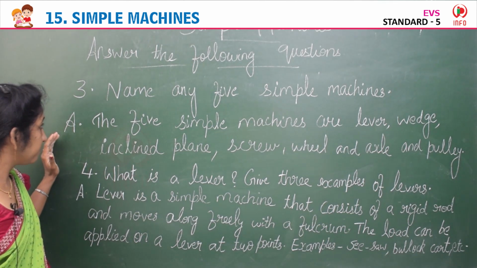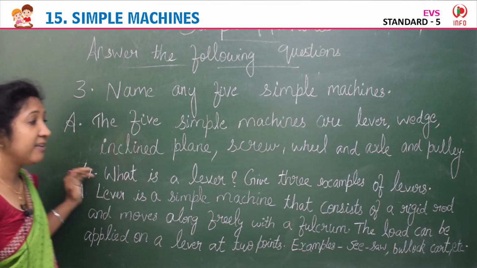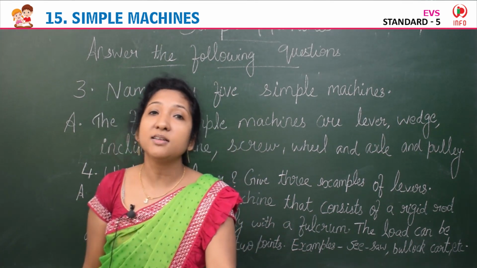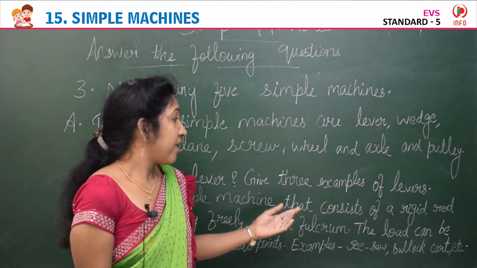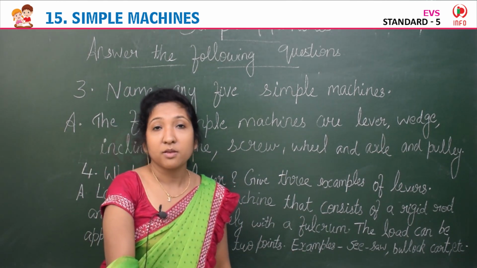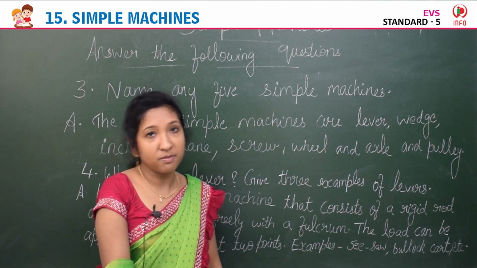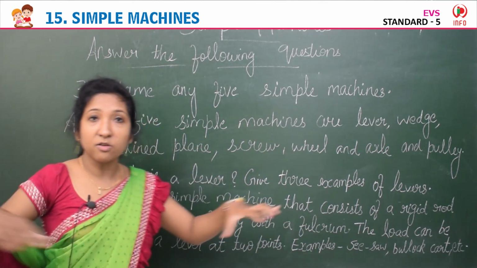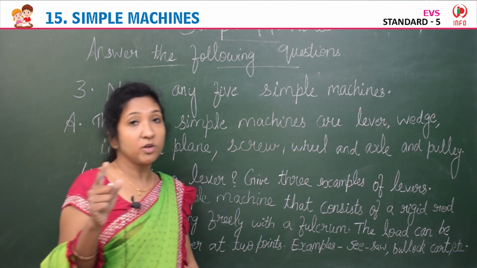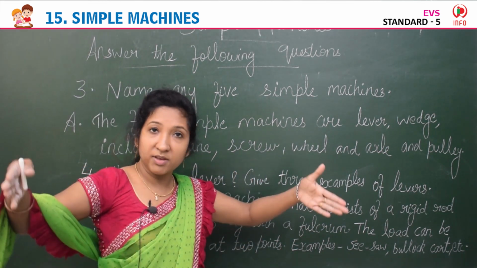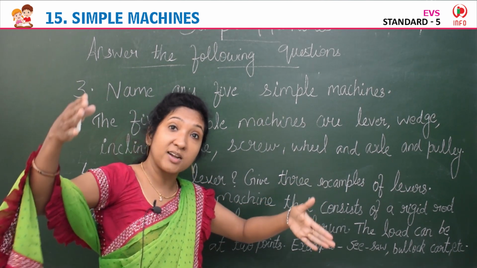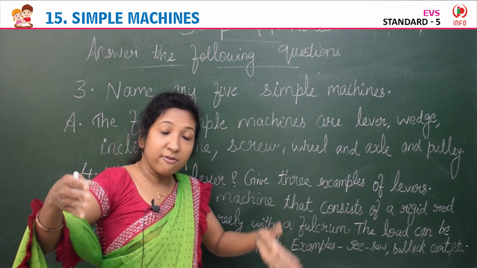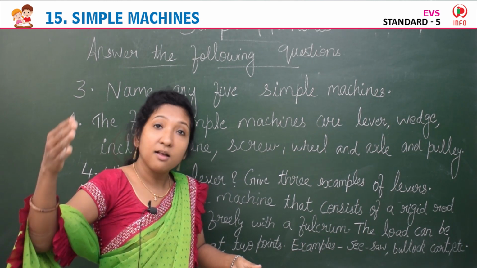Okay. Now, next one. What is a lever? Give 3 examples of levers. So, the first simple machine we learned is the lever, and you have to give examples also. So, what is a lever? It is a simple machine, isn't it? And it consists of a rigid rod, a strong rod. Example I told you about seesaw. A big rod will be there, isn't it? You and your friend are sitting at both the ends, where the force you applied is the effort and your friend at the other end is the load.